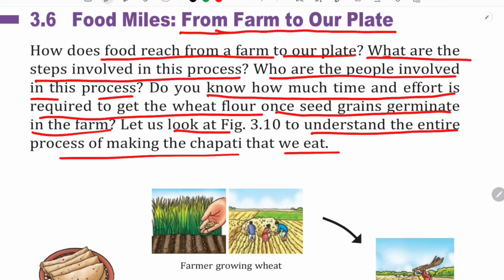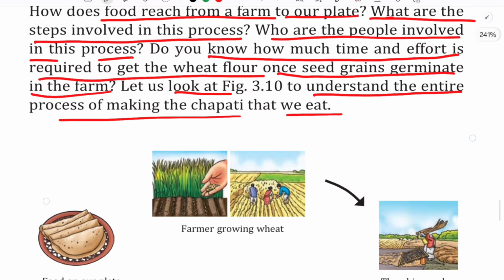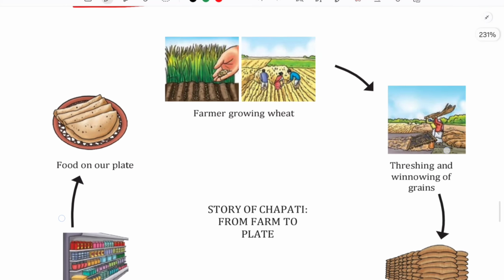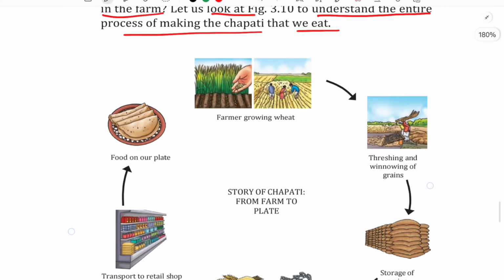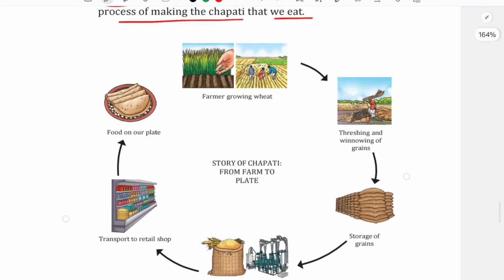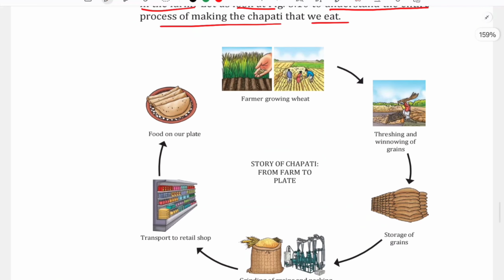So there is a picture here. Here we will try to understand how you have got the chapati on your plate. It is not that you simply went to the market and bought it. We have to understand the complete process, from growing to packaging. See, here farmers are growing wheat. After that they harvest it, and through threshing and winnowing they separate the grains.